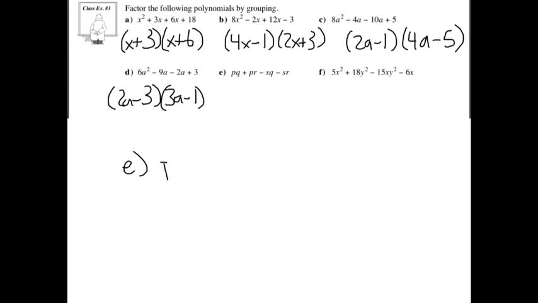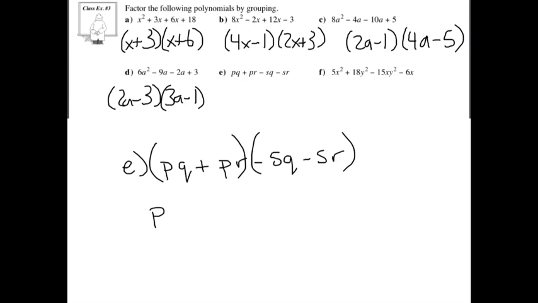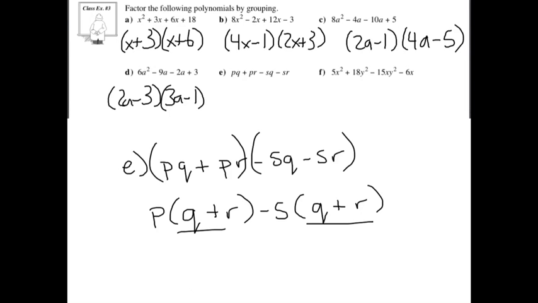Taking a look at E, we've got PQ plus PR minus SQ minus SR. Put brackets around the first two, put brackets around the second two. What we have in common in the first set of brackets is a P, so take that out. So you're left with Q plus R. Next set of brackets, what seems to be common is a negative S, which would leave you with Q plus R. We've got something in common here, you can bring that out. This is going to be Q plus R, and we have P minus S for the rest of it.